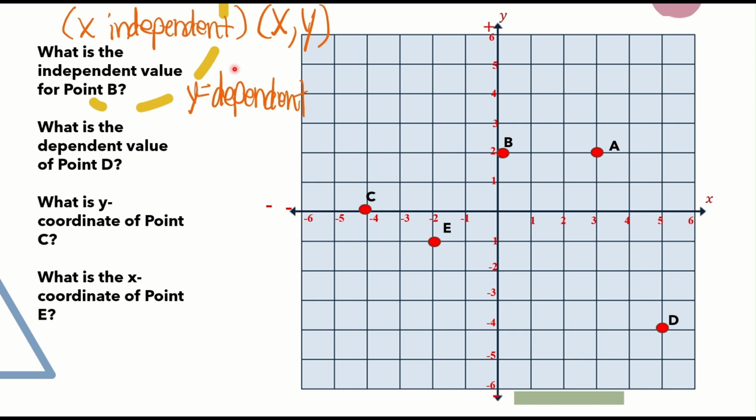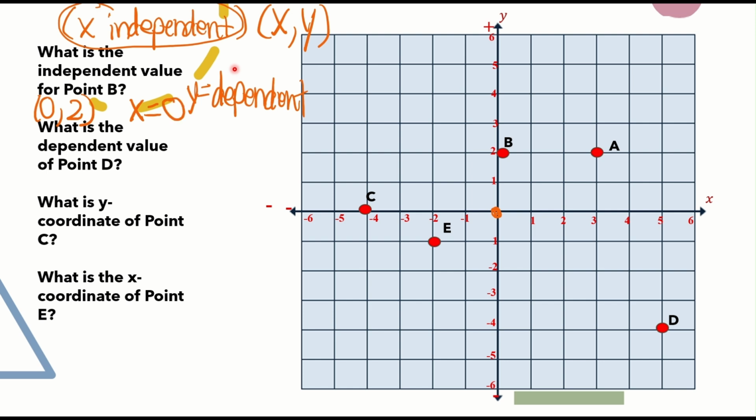What is the independent value for point B? So first we have to know the ordered pair for point B. So we start in my origin. We don't go left or right, but we do go up. So we already know that my x would be 0 and my y would be 2. Independent means x. So in this case, my x value would be 0. So x is equal to 0, or my independent value is equal to 0.